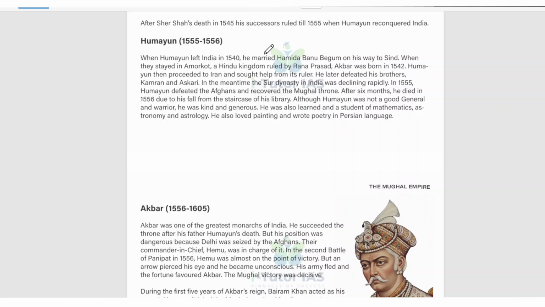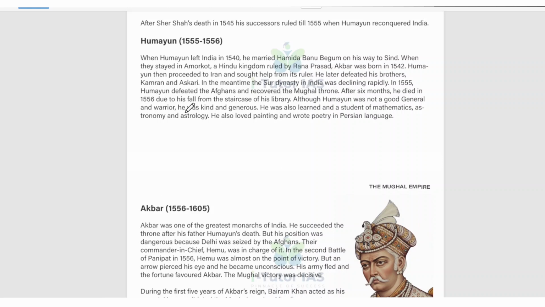In 1555, Humayun defeated the Afghans and recovered the Mughal throne again. After 6 months, he died in 1556 due to a fall from the staircase of his library. Although Humayun was not a good general and warrior, he was kind and generous. He was also learned and a student of mathematics, astronomy, and astrology. He also loved painting and wrote poetry in the Persian language.